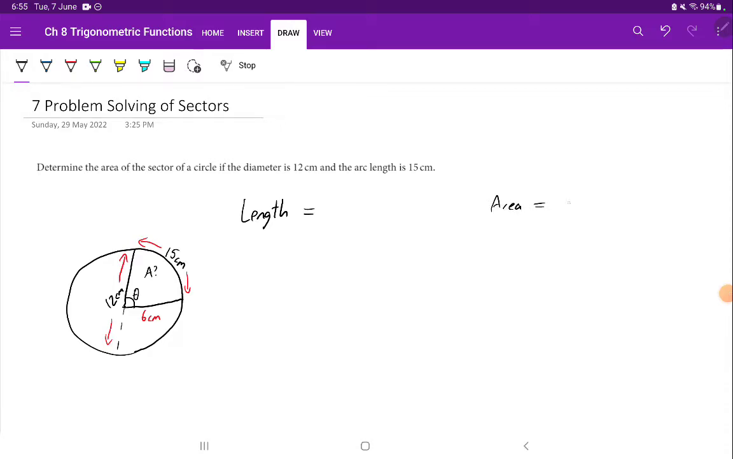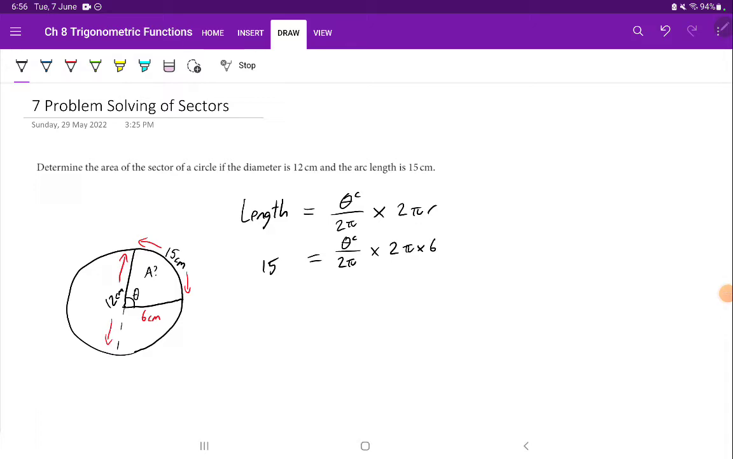Now we can't use the area formula yet because we're missing theta, so we're going to have to use the length formula because we know the length of the arc. I'm going to use radians, but of course you could have done degrees instead. So theta on 2 pi times 2 pi r. Theta we don't know. Remember, this is radians. Should just keep track of that. And then we've got 6 on the right, and then we've got 15 on the left hand side because that's the length of the arc.